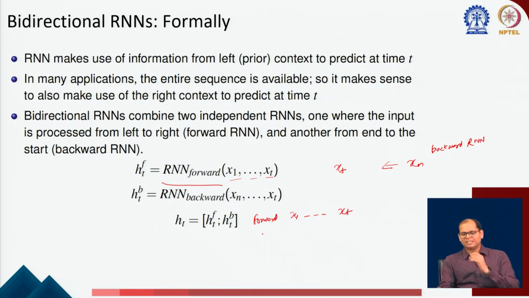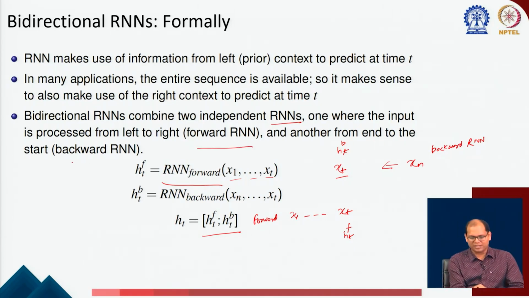And you get a hidden state for the t-th word: one is ht in the forward direction, and the other is ht in the backward direction. So you have two different representations from two different RNNs. You just combine the representations, like concatenate them. This becomes the representation that captures information both from left and from right, and you use that to do the prediction, or whatever else you want to do, like taking the mean of the sentence. You can use it for NER also, for doing the prediction at that point. That's the interesting part about bidirectional RNNs. They combine two independent RNNs, one where the input is processed from left to right, the forward RNN, and another where it's processed from right to left, the backward RNN.